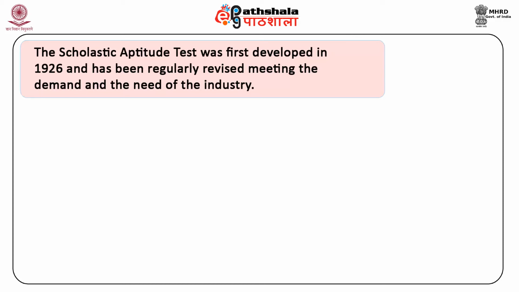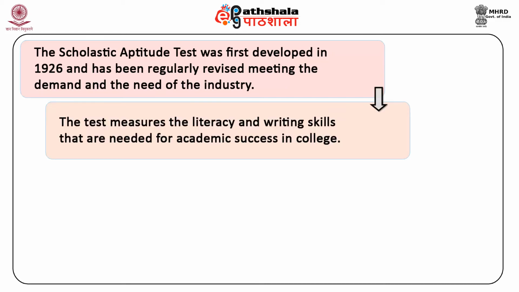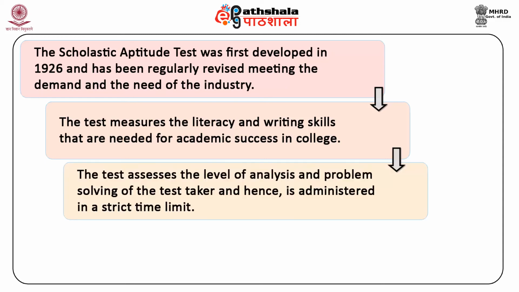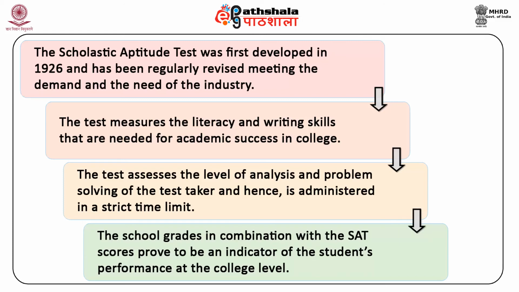The Scholastic Aptitude Test was first developed in 1926 and has been regularly revised, meeting the demand and the need of the industry. The test measures the literacy and writing skills that are needed for academic success in college. The test assesses the level of analysis and problem solving of the test taker and hence is administered in a strict time limit. The school grades in combination with the SAT scores prove to be an indicator of the student's performance at the college level.